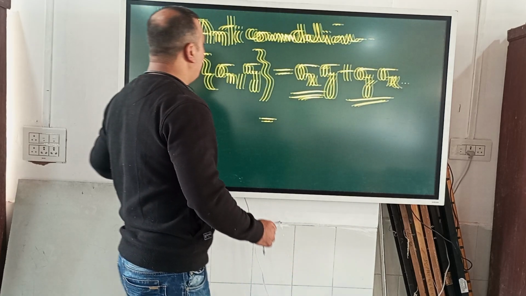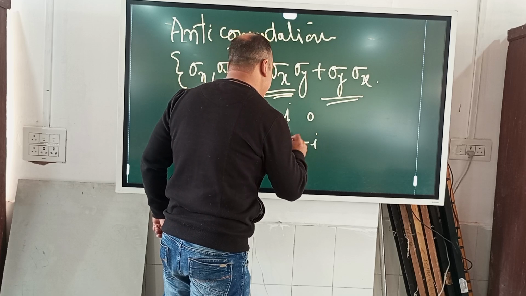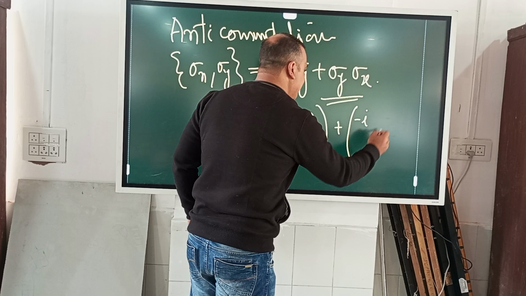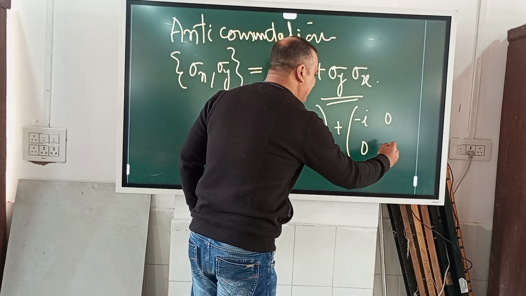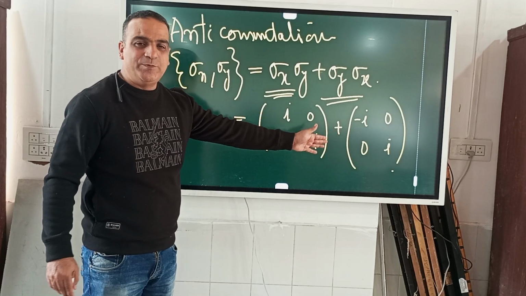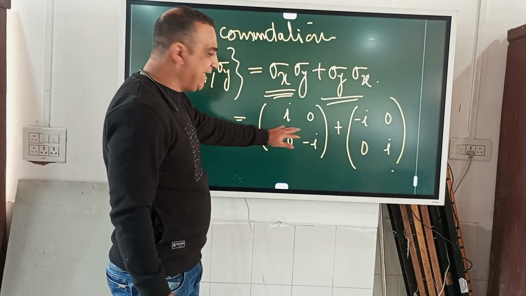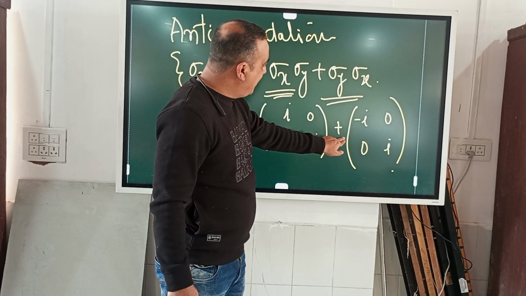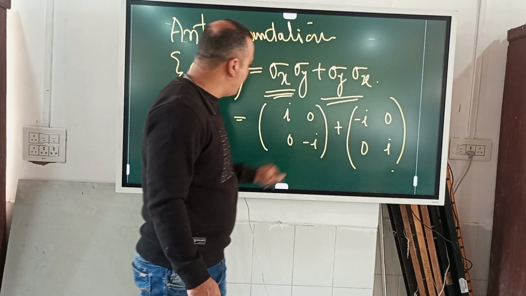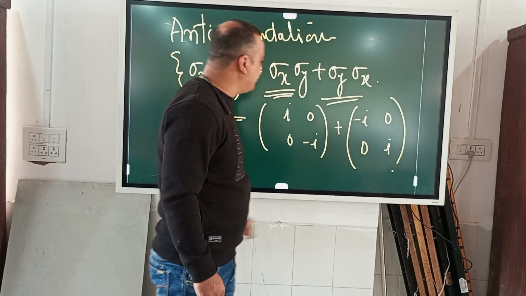So here, what I have is i 0 minus i and 0 plus minus i 0 0 and plus i. Now all you have to do is to add these two 2 by 2 matrices, and we can add them. So i plus minus i will lead us to 0. This will lead us to 0. This will lead us to 0. Then minus i to plus i will lead us to 0.